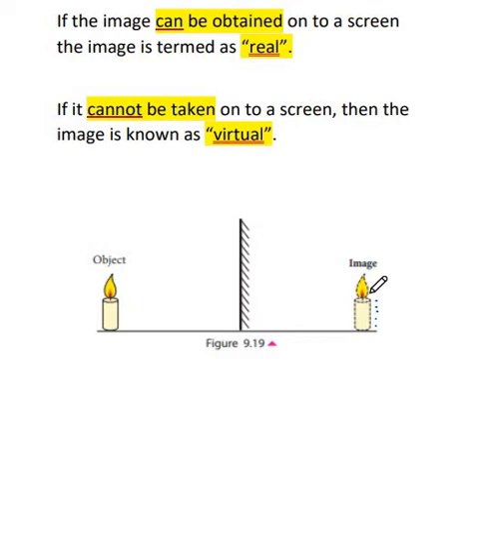Furthermore, you will be able to observe that the sizes are the same. Distances also will be the same. The distance between the image and the mirror is equal to the distance between the object and the mirror. This distance will be equal to this distance. This distance will be equal to this distance.